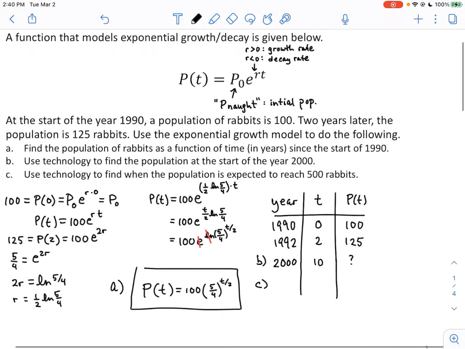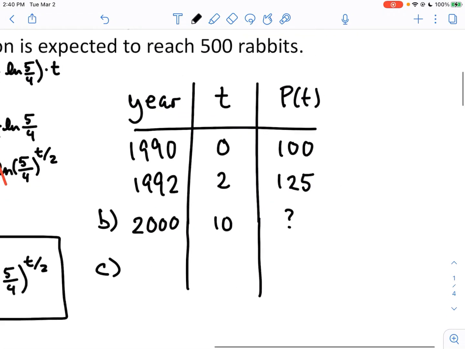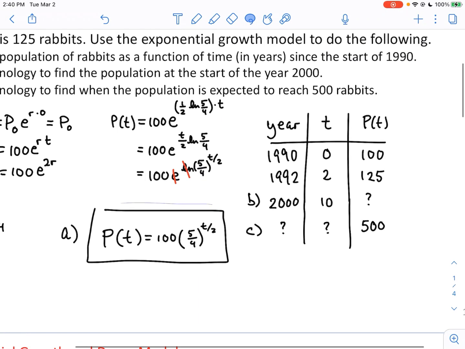Let's see what question C says. Use technology to find when the population is expected to reach 500 rabbits. So that's when we're looking for t. We don't know the time, so we don't know the year, but we know the population will be 500 rabbits. We can do this by hand and then reach for a calculator to help with the answers, but I'm going to do this instead by simply graphing our model and using that graph to find these missing points.